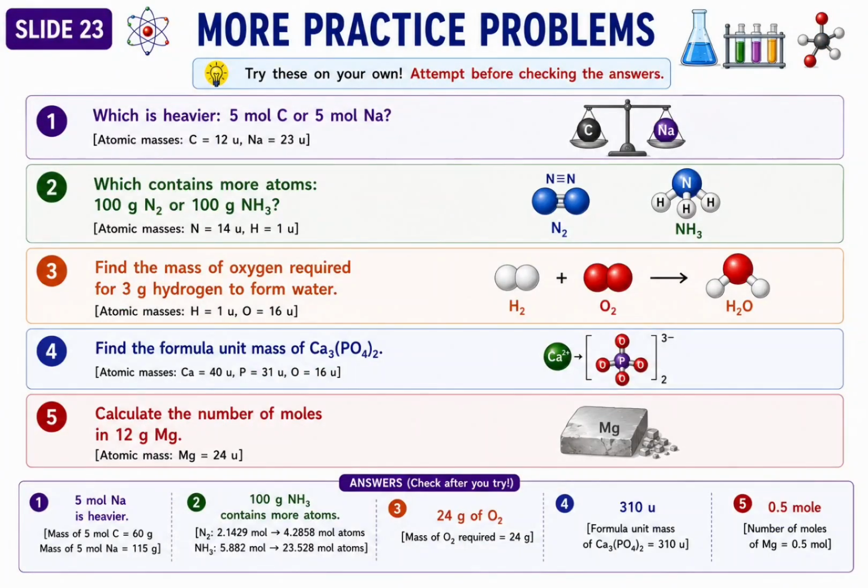Now I want you to become the teacher. Try these questions yourself. First, which is heavier, 5 moles of carbon or 5 moles of sodium? Second, which contains more atoms, 100 grams of nitrogen or 100 grams of ammonia? Third, how much oxygen is needed for 3 grams of hydrogen? Fourth, what is the formula unit mass of Ca3(PO4)2? Finally, how many moles are present in 12 gram of magnesium?